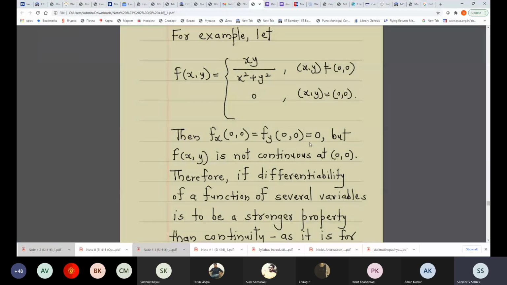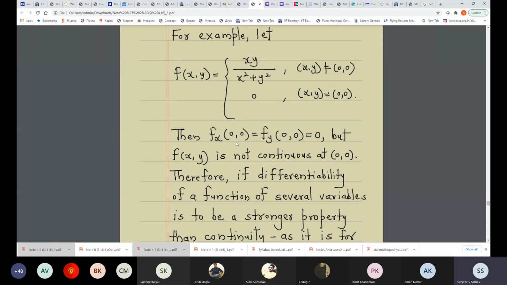Then they can be shown to be equal to 0, but the function is not continuous at (0,0), and that is obvious from here. Okay, I think we have seen this example before. If you let x be equal to y and take the limit, the limit as x tends to 0 will be equal to half. If you let y be equal to minus x, the limit will be equal to minus half, etc. So the limit itself doesn't exist. So there is no question of it being continuous.